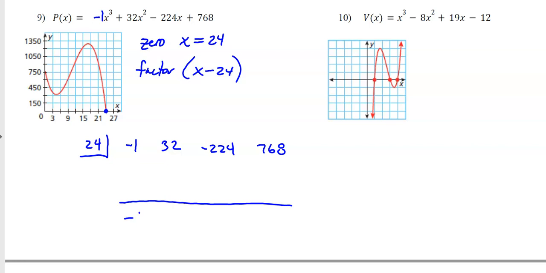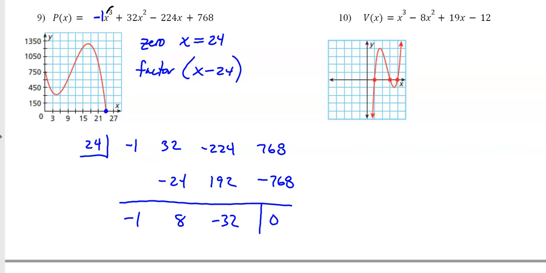So let's slide the negative 1 down, multiply, add, multiply. I wrote this down. This was 192. And then I add, and I multiply. And I'm like, yep, it definitely comes out to be 0. But I knew it was going to, because I already knew x minus 24 was a factor. But what it gives me is the other piece.